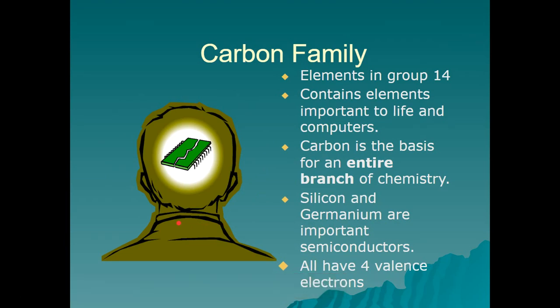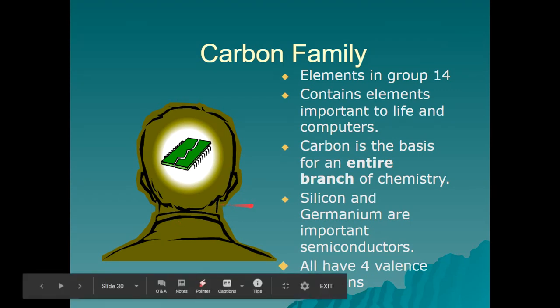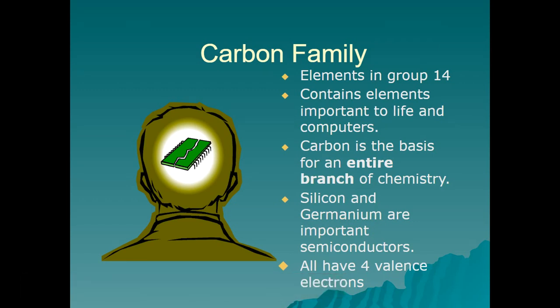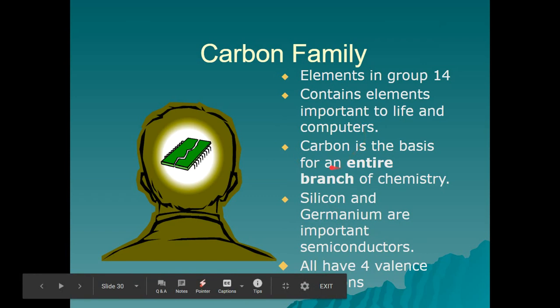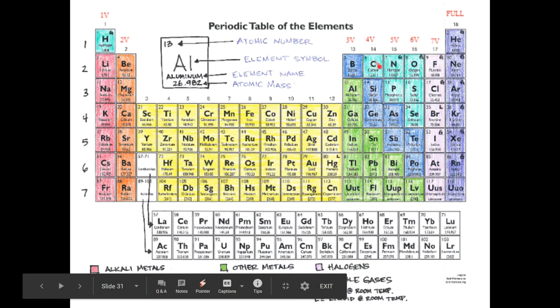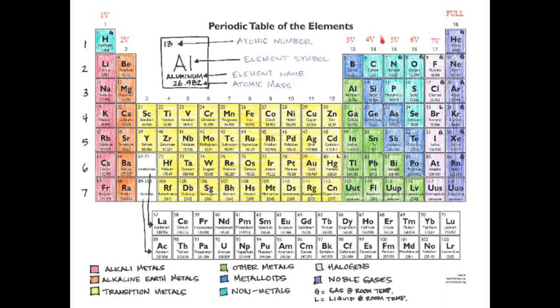Also, computer chips are made with semiconductors, things like silicon and germanium. Semiconductors help allow us to have these tiny little computers in our pocket, these cell phones that allow processors to transfer information so quickly. Everybody in the carbon family, or group 14, has 4 valence electrons. This is the one that we skipped, but here we go: 4 valence electrons, group 14, carbon family, periods 2 through 7.